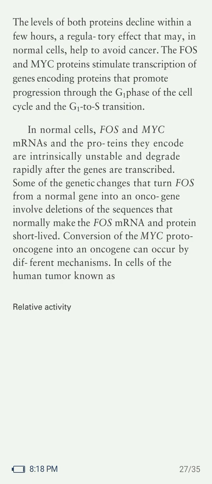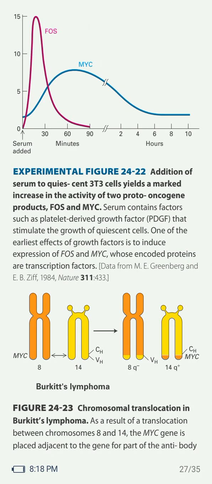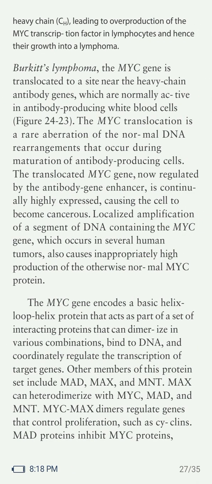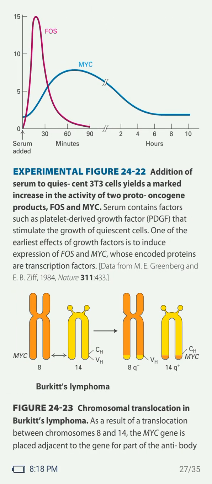Conversion of the MYC proto-oncogene into an oncogene can occur by different mechanisms. In cells of the human tumor known as Burkitt's lymphoma, the MYC gene is translocated to a site near the heavy chain antibody genes, which are normally active in antibody-producing white blood cells.